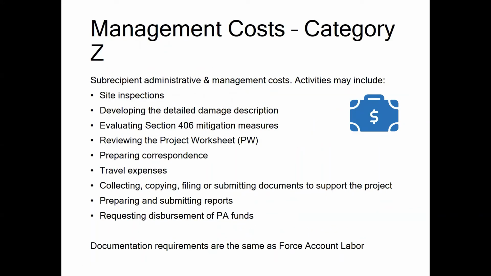Category Z, management costs, refers to grant management and administrative costs. It does not refer to project management activities for specific projects such as construction oversight, monitoring contractor work, etc. For subrecipients, FEMA provides PA funding for management costs based on actual costs incurred up to 5% of the subrecipient's total award amount. Examples of work activities may include, but are not limited to, things such as participating in a site inspection, developing the detailed damage descriptions, preparing and submitting reports, requesting PA funds, and more.